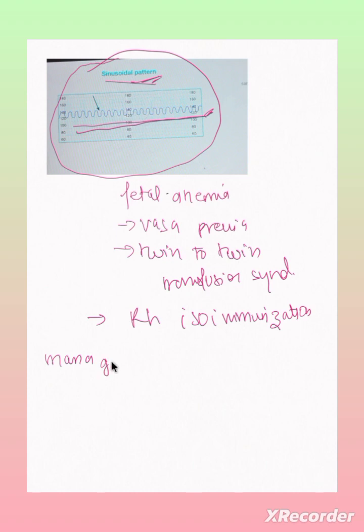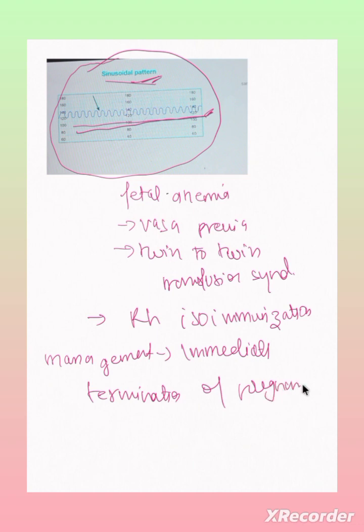So I'm writing the management is immediate termination of pregnancy, or in other words you can say emergency C-section. So clear to all of you. Decreased fetal beat variability is an indication or a marker of fetal distress, and sinusoidal heart rate pattern is a marker which shows fetal anemia, and management is pregnancy should be terminated immediately.